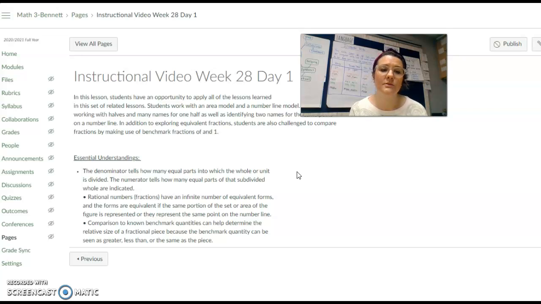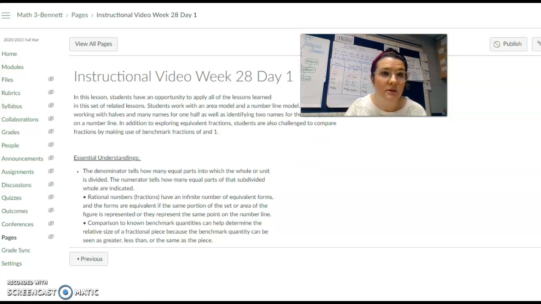We also want to make sure we understand that comparison to known benchmark quantities can help determine the relative size of a fractional piece, okay? So thinking about the size of the unit fraction, 1/2, 1/3, 1/4, 1/5, 1/6, 1/8, 1/12, that thinking about the size of those pieces can help us compare two fractions and knowing which fraction is greater, okay?